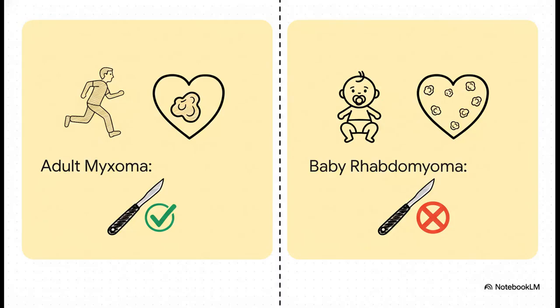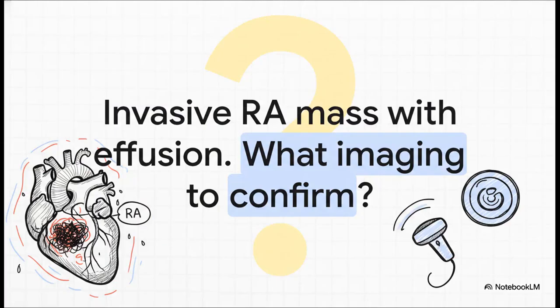So it's a complete inversion of management. For the baby's rhabdomyoma, surgery is the last resort. For the adult's myxoma, it's the first choice. That is an outstanding clinical contrast.